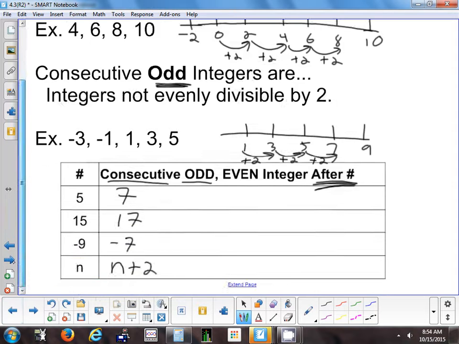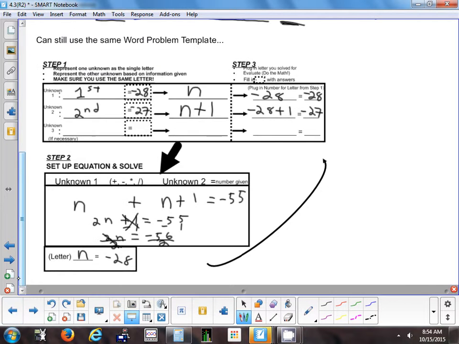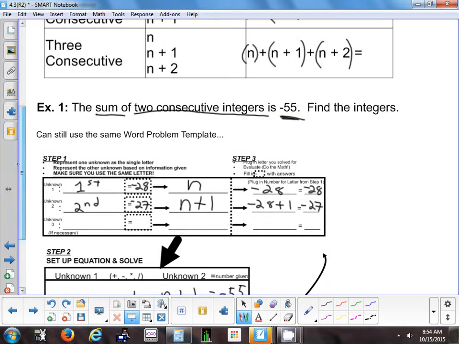Unless it says consecutive, like this problem, Victor. The very first one we did. These didn't skip because it just said consecutive. Didn't say consecutive even. This one didn't say consecutive odd.